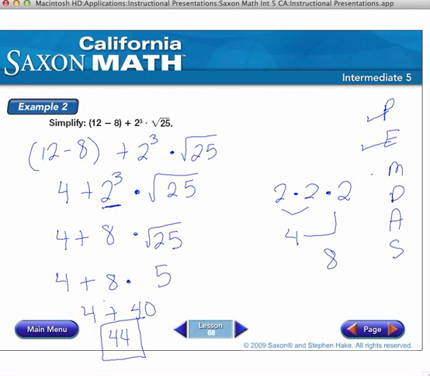Yes, this does take a lot of space, but you do need to do it step by step by step. It should look like this upside down pyramid or a V as you go from the full problem and you narrow it down to just your answer. Okay, let's look at example 3.